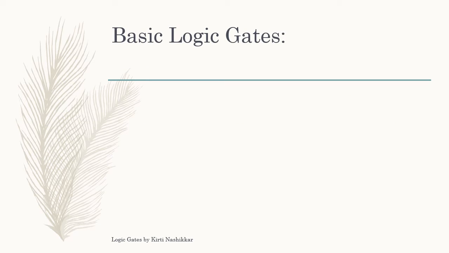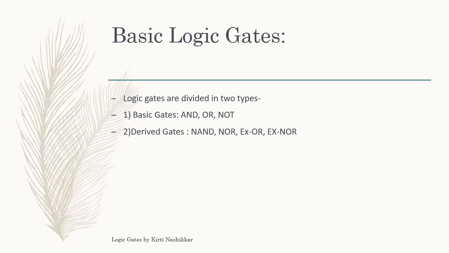Now let us see the basic logic gates. The logic gates are divided into two types. The first type is the basic gates, and there are only three basic gates, which are AND gate, OR gate and NOT gate. Then there are the derived gates. Derived means we can make these gates by using the basic gates. The derived gates are NAND gate, NOR gate, XOR gate and XNOR gate, where the NAND and NOR gates are also called the universal gates.